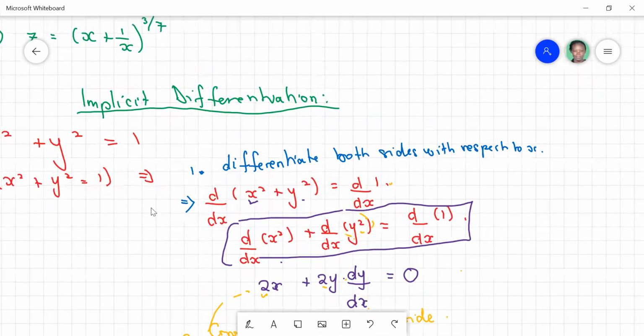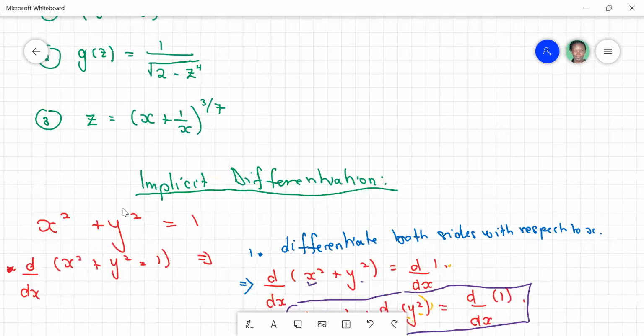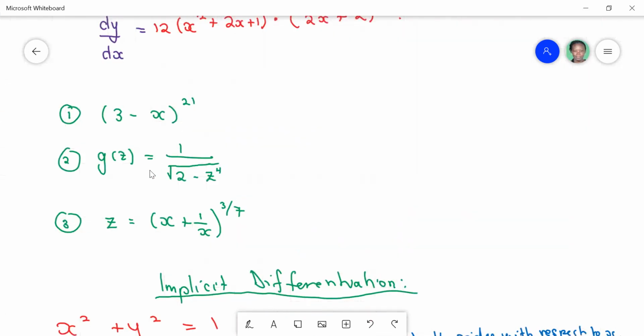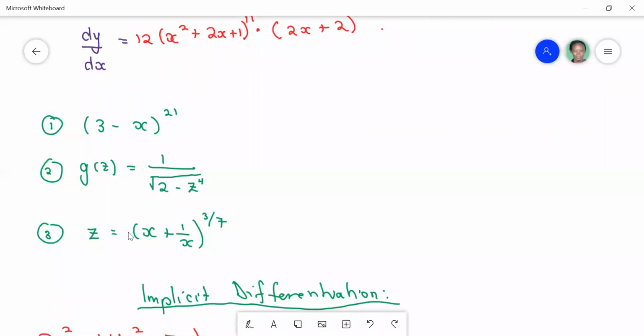The next time we meet again, we'll start from the implicit differentiation. I don't want us to do so much, we also want to conserve data. So this is the example. You can write it.